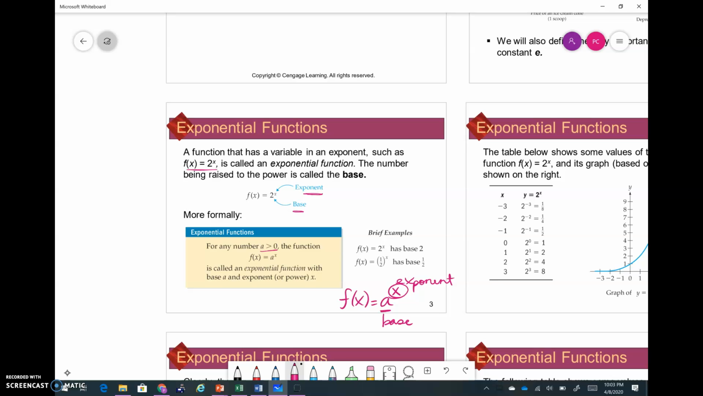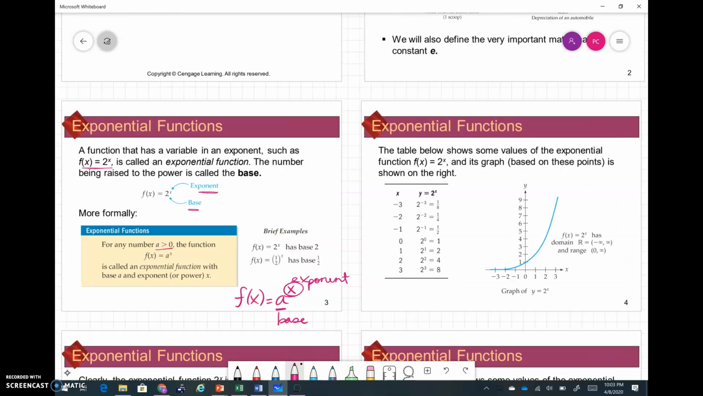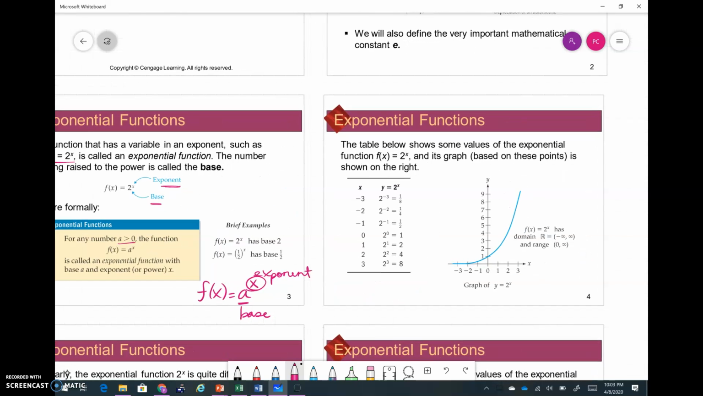Now, what does that look like if we actually graph it? The graph will help us see some patterns as we go through different problems. On slide 4, the table below shows some values of the exponential function f of x equals 2 to the x and its graph. They picked several x values. You could use any x values you want, but these are some basic ones that work. By plugging each x value in, we get our y values that we can graph.